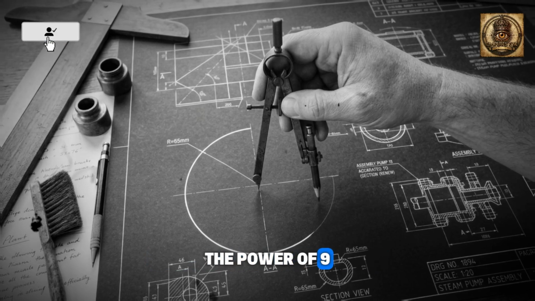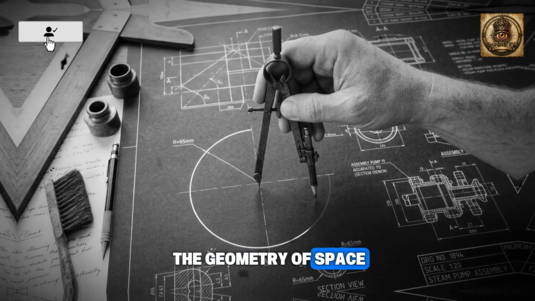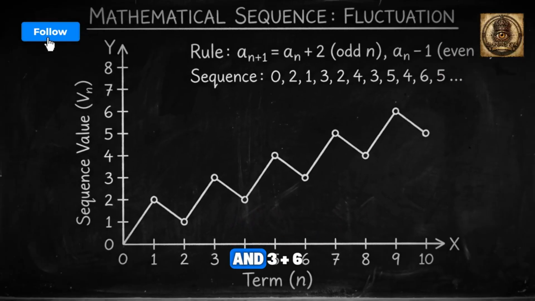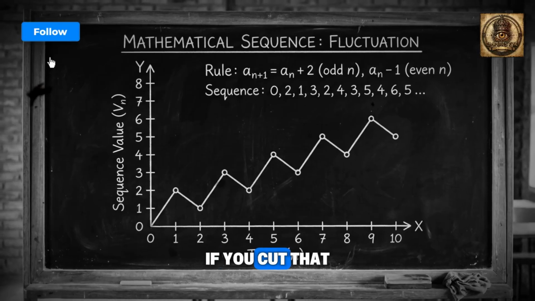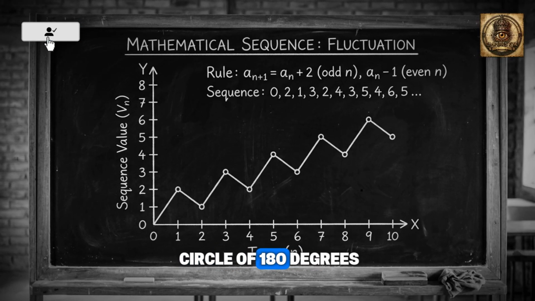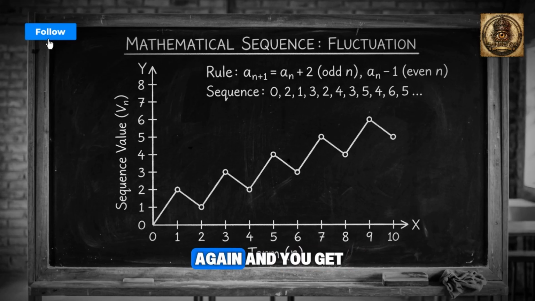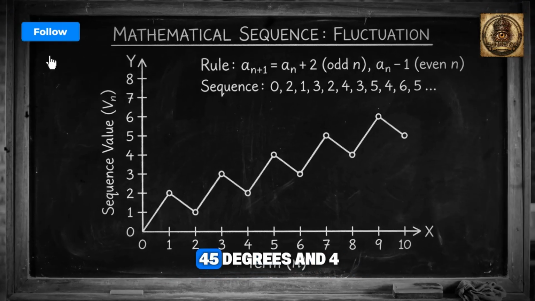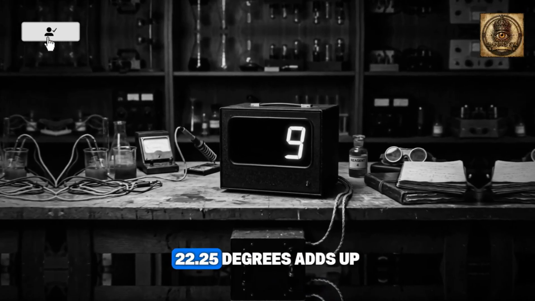The power of 9 reveals itself beautifully when we look at the geometry of space. A full circle is 360 degrees, and 3 plus 6 plus 0 equals 9. If you cut that circle in half, you get a semicircle of 180 degrees, which adds up to 9. Cut it in half again, and you get 90 degrees, which is 9. Cut it further to 45 degrees, and 4 plus 5 is 9.